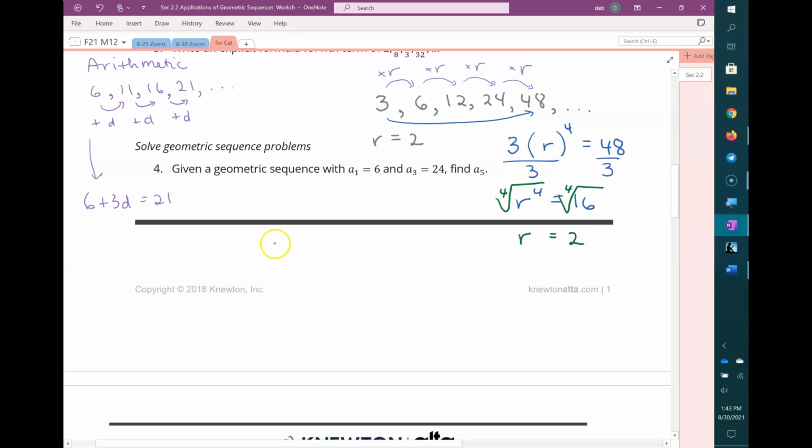Well, then if you're asked to find a particular element, say a12, you say, well, that's a1 times r to the n minus 1. So that would be the first term, 3, times 2 to the 12 minus 1. And that would be whatever it is.